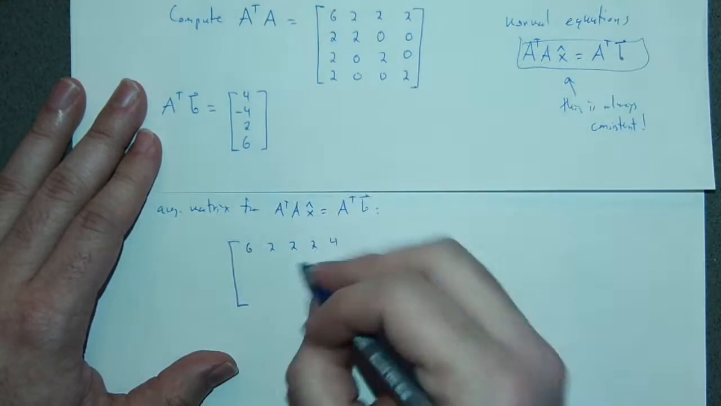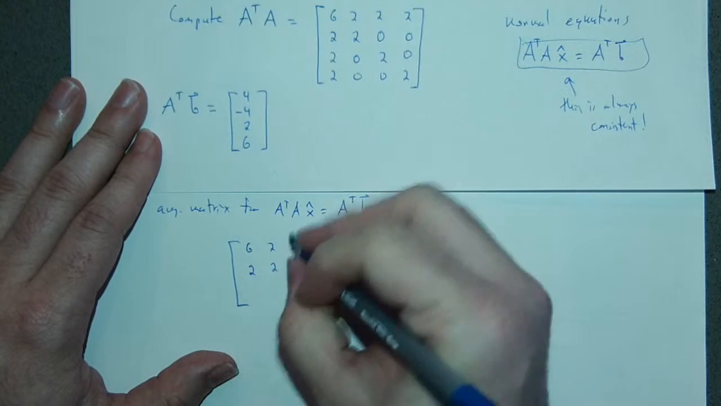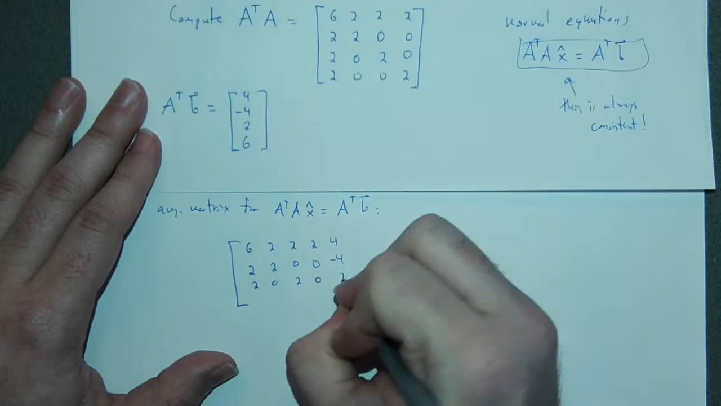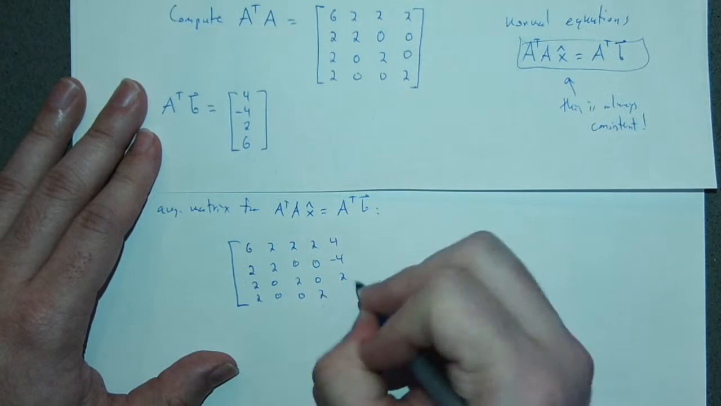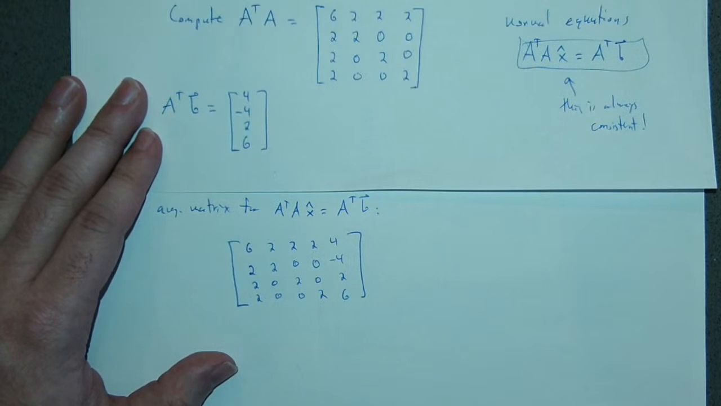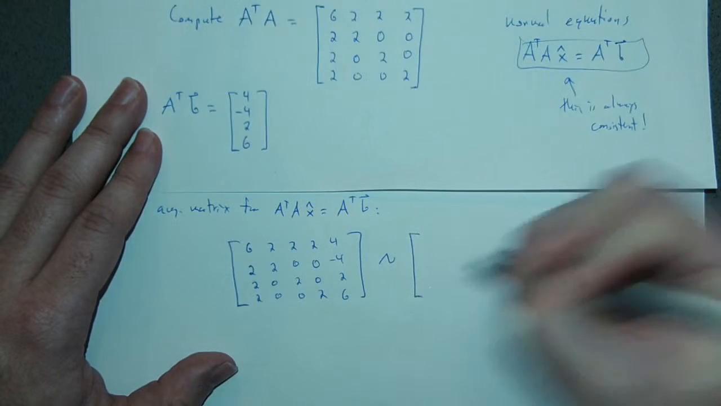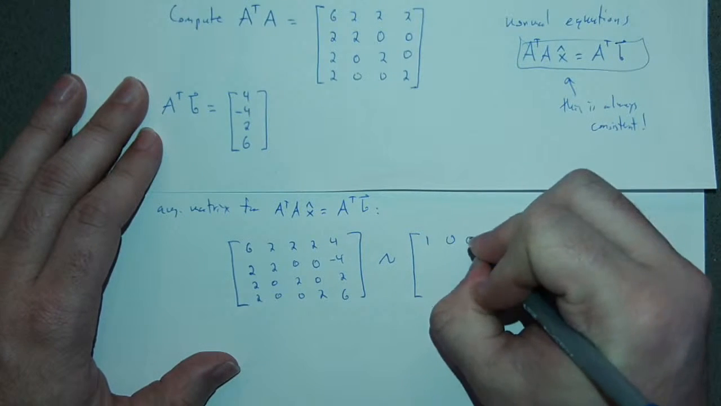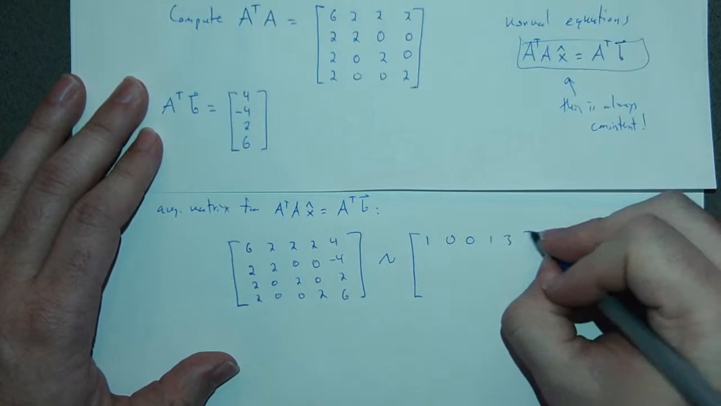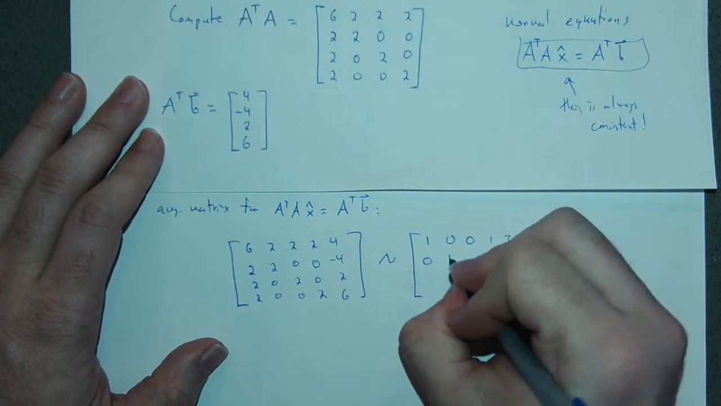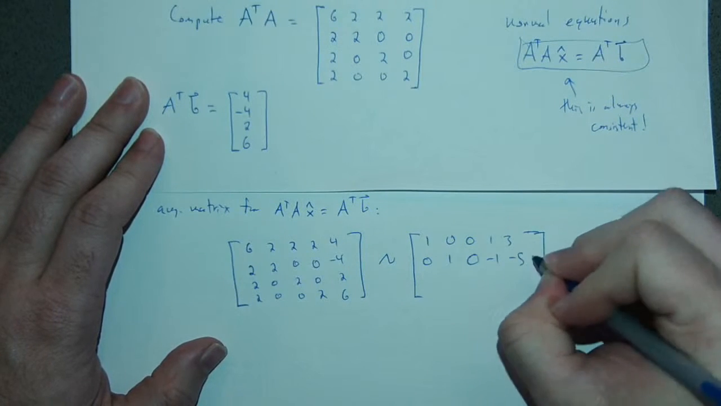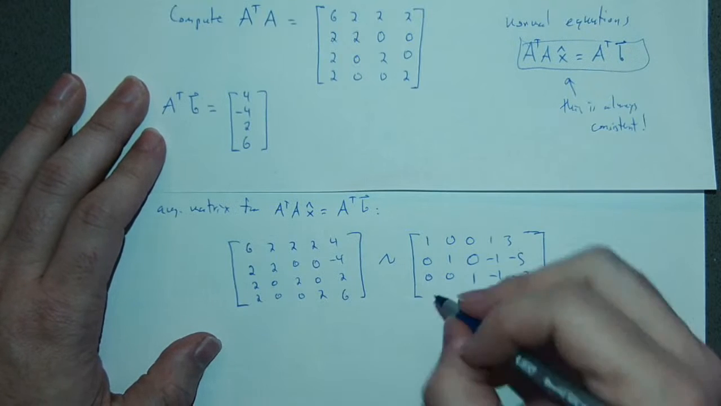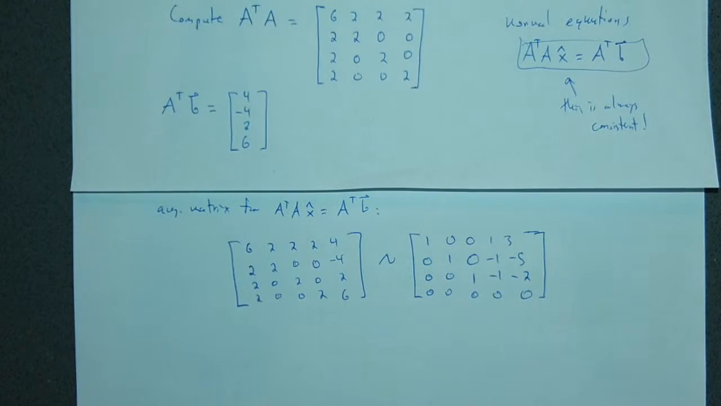So here's the vector that's on the right-hand side. I'm jamming in the last column. So this is 2, 2, 0, 0, minus 4. So we're reading row-wise here. 2, 0, 2, 0, 2. And then lastly, 2, 0, 0, 2, 6. Okay, so there's my augmented matrix. This thing can be row reduced. You can use your imagination here. We've done enough row reductions that we're allowed to do this. So again, reading row-wise, this is 1, 0, 0, 1, 3. 0, 1, 0, minus 1, minus 5. 0, 0, 1, minus 1, minus 2. And then 0, 0, 0, 0. Okay, last row is entirely zeros.